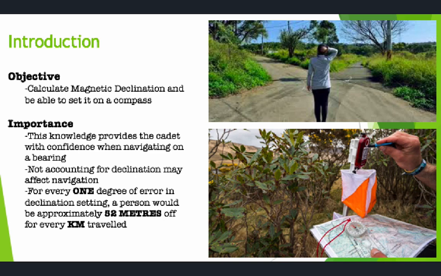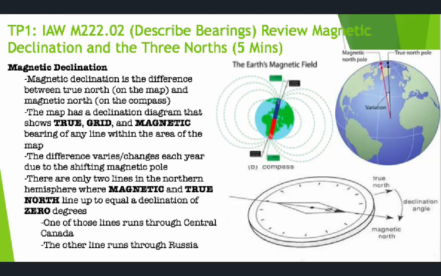Not accounting for declination may affect navigation, and for every 1 degree of error in declination setting, a person would be approximately 52 meters off for every kilometer traveled. Teaching point 1 is a review of magnetic declination and the three norths. Magnetic declination is the difference between true north and magnetic north.